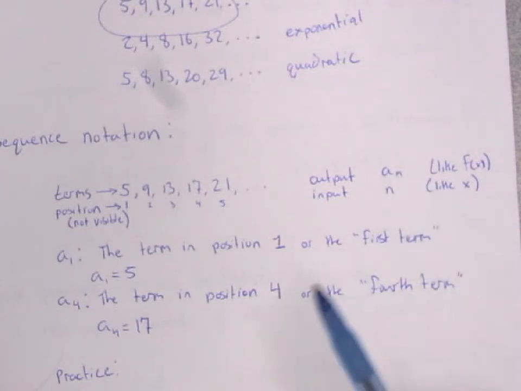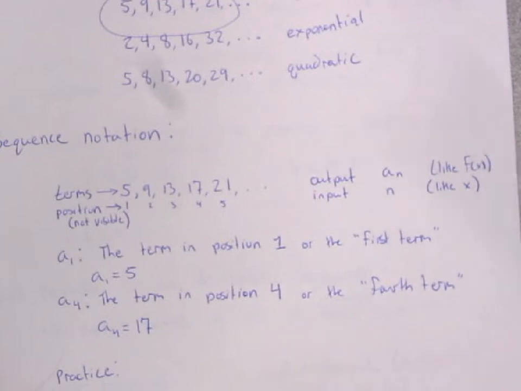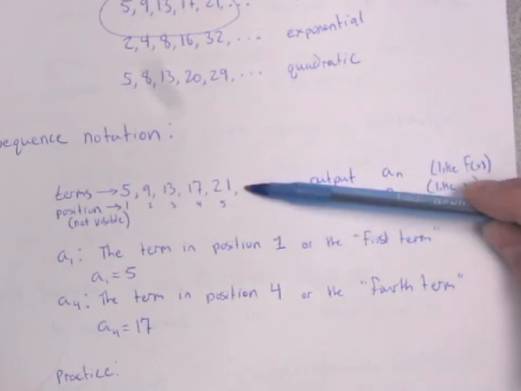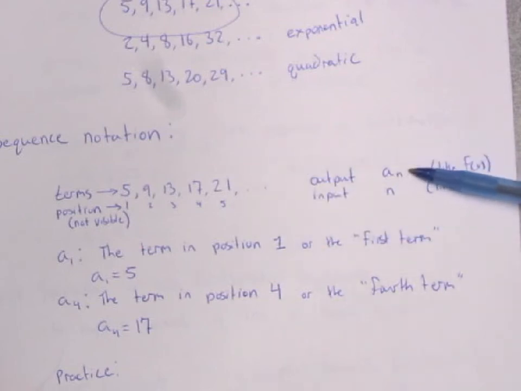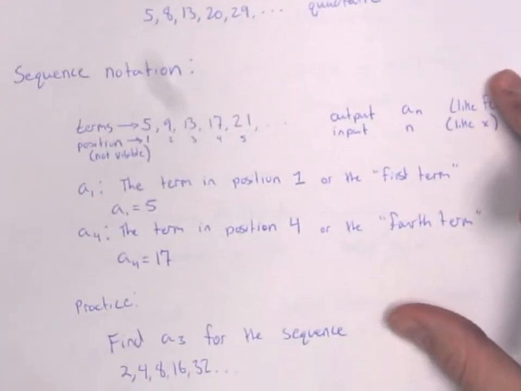And then for sequences, we say a n or a sub n or a of n. So our input is the position number. We call that n, where we use n for that variable. The output is the term, and we use a sub n, or a with a little n underneath it. And that's kind of like using x and f of x, right? This is input, this is output. For a function, for a sequence, it's n and a sub n or a of n. So let's do a couple examples, and let's look at some notation here.